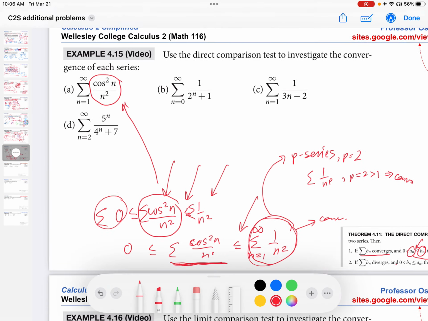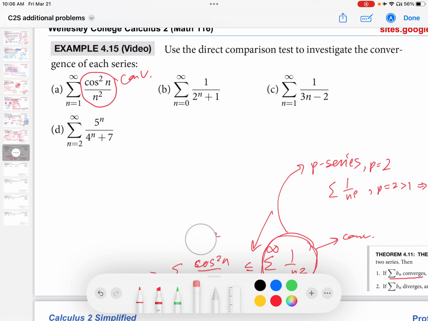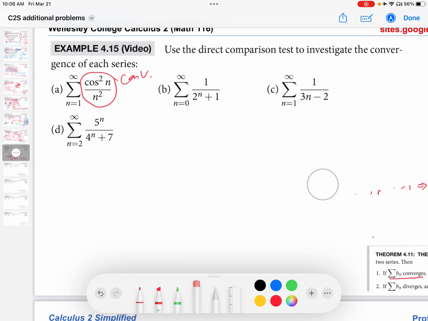Okay, so the series up here converges. Great. We don't know what it converges to, right? That would be a question of find the sum. We're not asked to do that. So we're going to move on to the second example here.